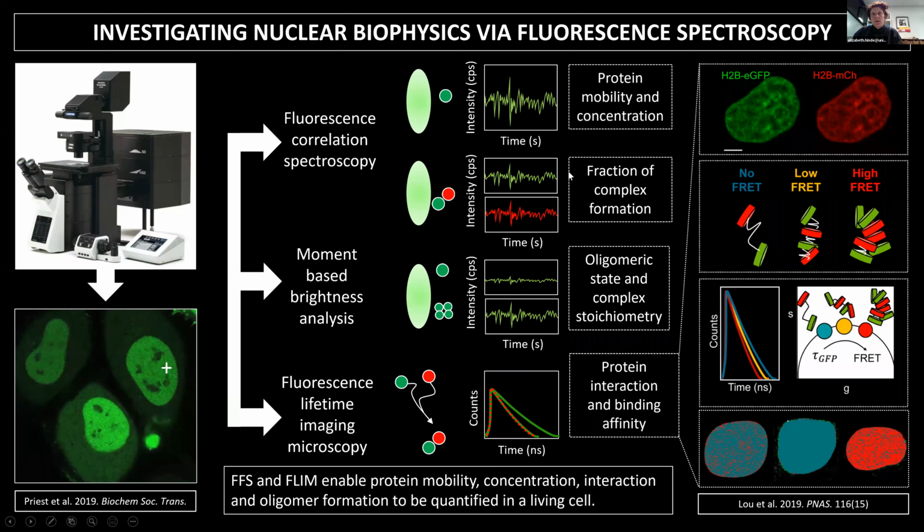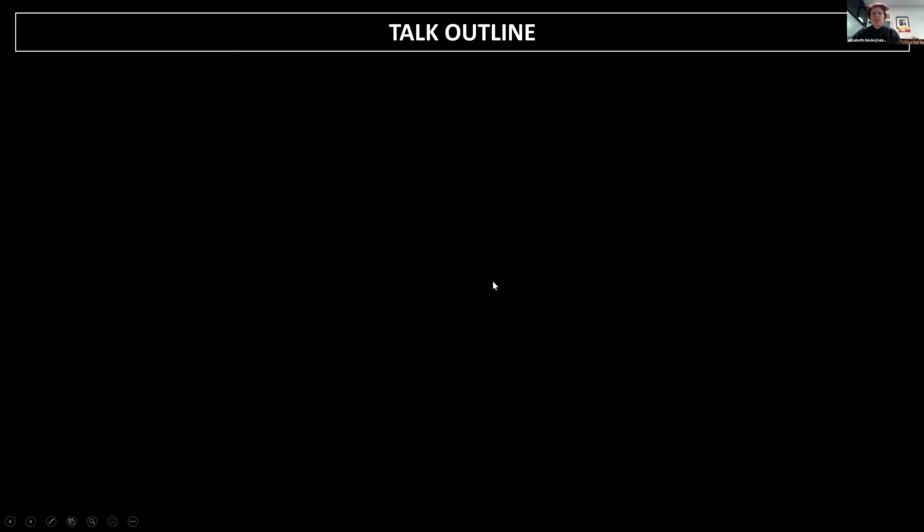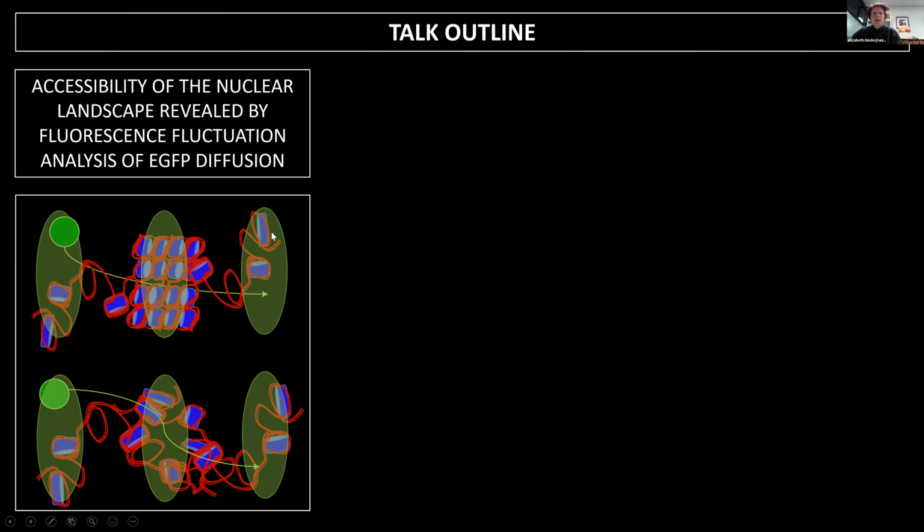So today I'm going to describe 3 projects that really make use of these 2 types of analysis, fluorescence correlation spectroscopy and moment-based brightness analysis, which collectively you could call fluorescence fluctuation spectroscopy. Specifically, I'll first give an overview of quite an old story now, but it basically gives you the background required to understand fluorescence fluctuation analysis, which is this type of spectroscopy that enables you to look at the diffusion of molecules and indirectly probe the accessibility of the nuclear landscape.